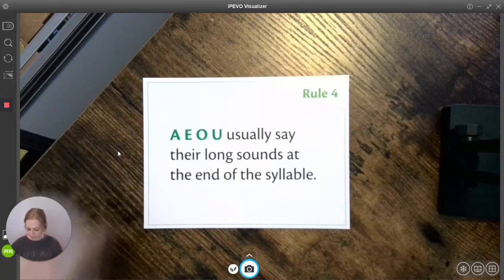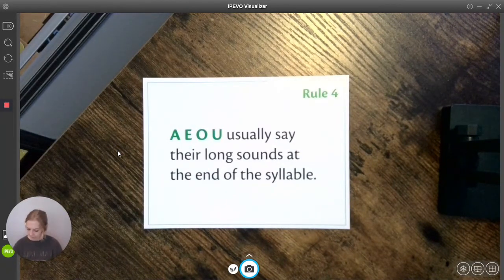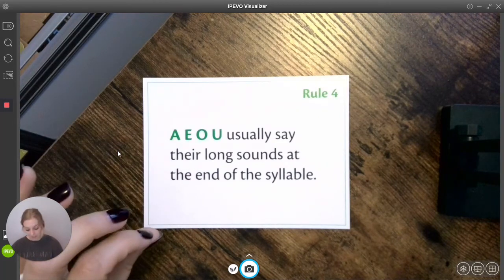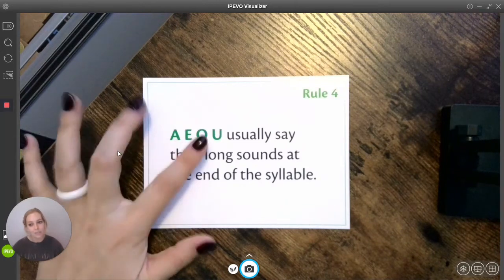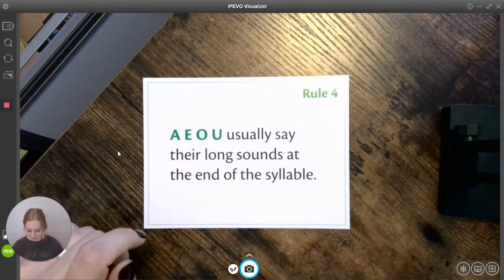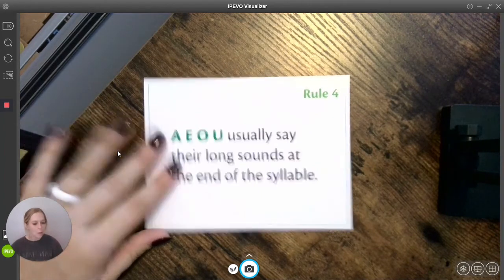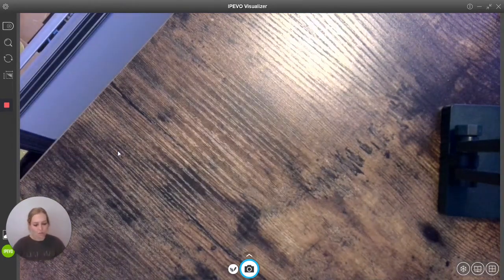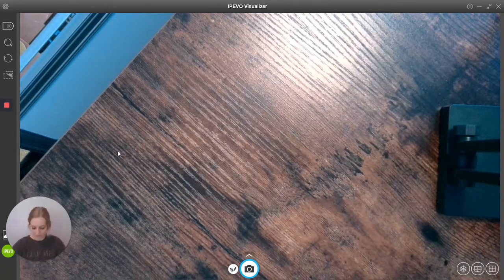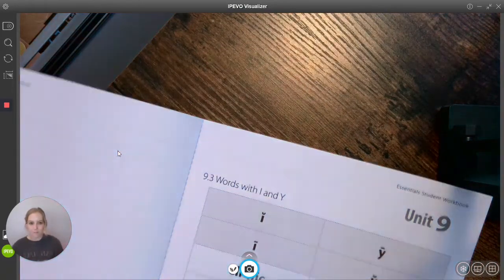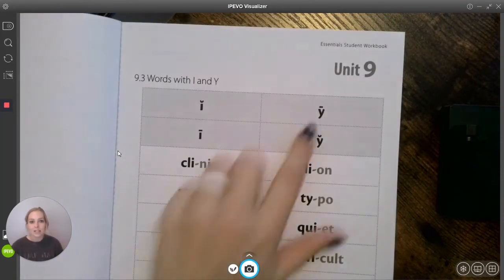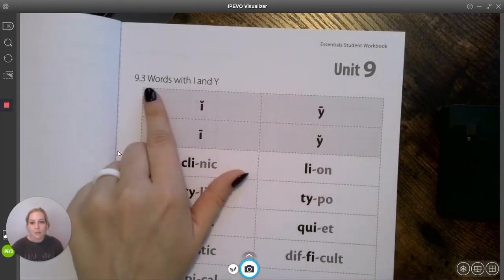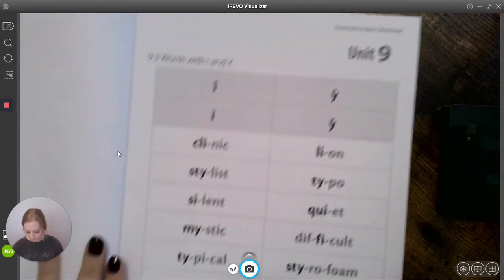Does this rule seem to be missing anything? Does it tell us what the single letter vowels I and Y say at the end of the syllable? Does it tell us anything about I and Y? No, it doesn't. We are actually going to turn in our workbook to page 25. Page 25 to where it says Unit 9, 9.3 words with I and Y.